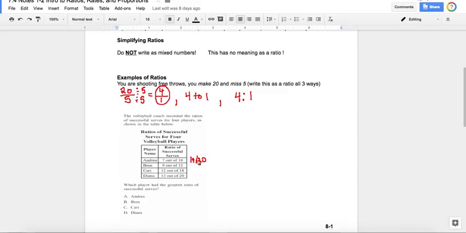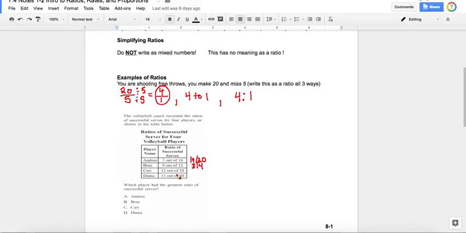Okay, so now we know that Andrea is greater than Diana. Now Bren is 9 out of 12. We could simplify that to 3/4 by dividing top and bottom by 3. And we know that 3/4 is 0.75 or 75%, and we know that's greater than 0.7, 7/10, or 70%. So we know that Bren is greater than Andrea and Diana.